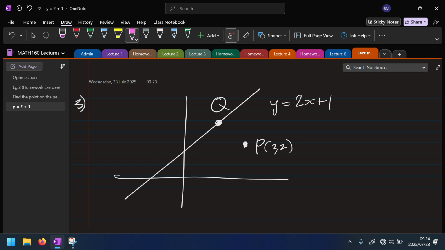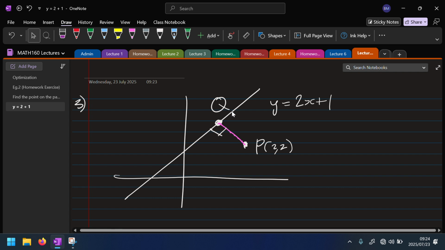So we're going to have some minimum distance line between them. That's part 1. And then part 2, show that this line PQ is perpendicular to the straight line. So again, we've got this minimum distance here, PQ. That's part 1, find that line. And then part 2, show that the PQ line is perpendicular to our straight line. So we need to show this is at right angles. Everyone clear on what we need to do?